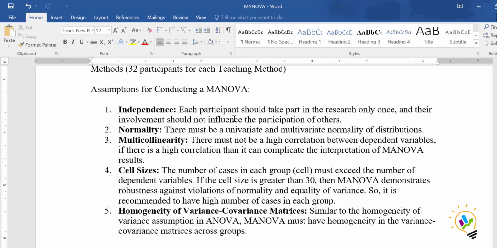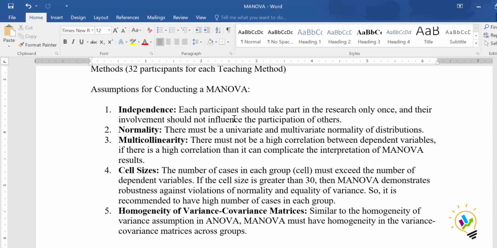Fourth one is cell size. The number of cases in each group must exceed the number of dependent variables. If the cell size is greater than 30, then MANOVA demonstrates robustness against violation of normality and equality of variance. So it is recommended to have a high number of cases in each group. So we need to have more participants for doing this MANOVA test.